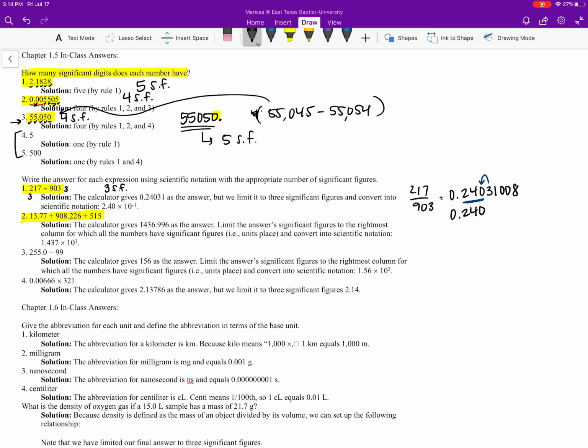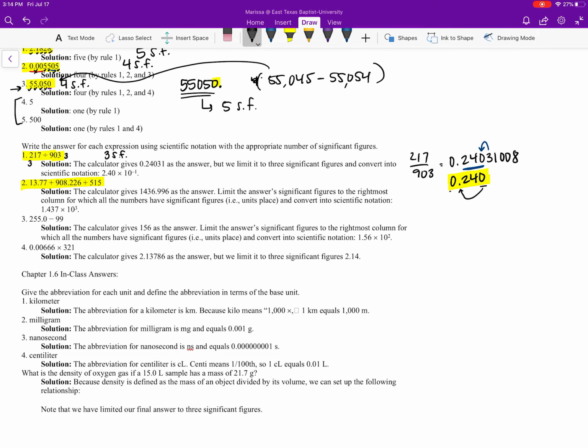And so the final answer with 3 sig figs is 0.240. Just like before, the leading 0 here is not significant. This is a trailing 0 that follows after a decimal place, which makes it significant.